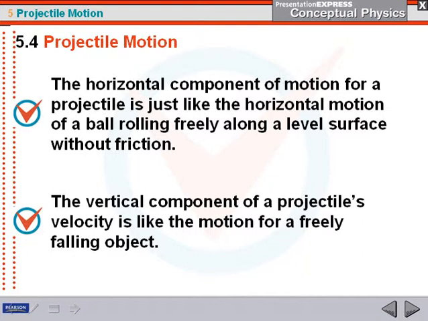And now we're going to get into projectile motion now that we've talked about vectors. So, first two things we're going to look at here are the components of a vector. We'll talk about the horizontal component, and it's going to look just like a ball rolling along a level surface. And we're going to look at a vertical component, which is going to look like a free-falling object, and we'll demonstrate that to you in this section.